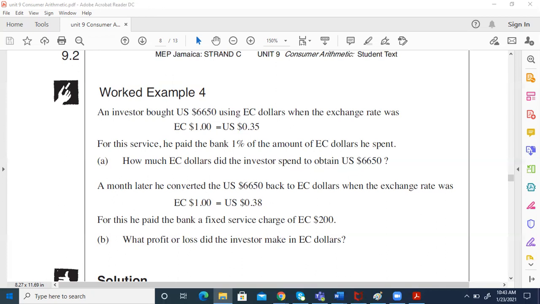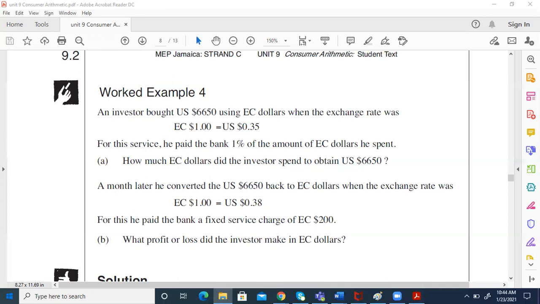Then I realized that they said he paid a little more. He paid a fixed service charge of $200. I realized that after paying that $200, you would add it to the 17,500. Oh, that means I would have to subtract it from the 17,500.